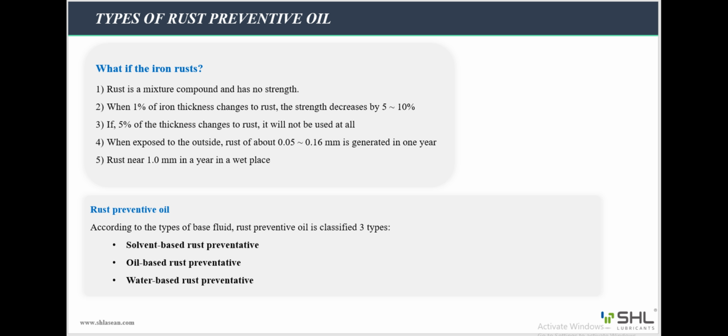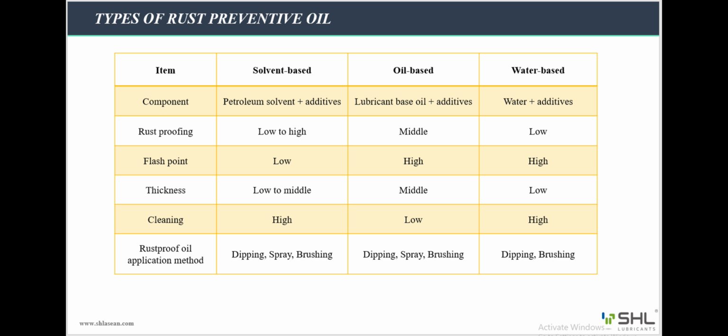Rust preventive oil can be classified as solvent-based, oil-based, and water-based rust preventatives according to the type of base fluid. Solvent-based rust preventive oil uses a solvent to dissolve anti-rust additives. After spraying the oil on the surface of the material, the solvent will evaporate. The layer of anti-rust additive remains on the surface of the material, so depending on the additive in the oil, it will have different thickness and anti-rust ability.